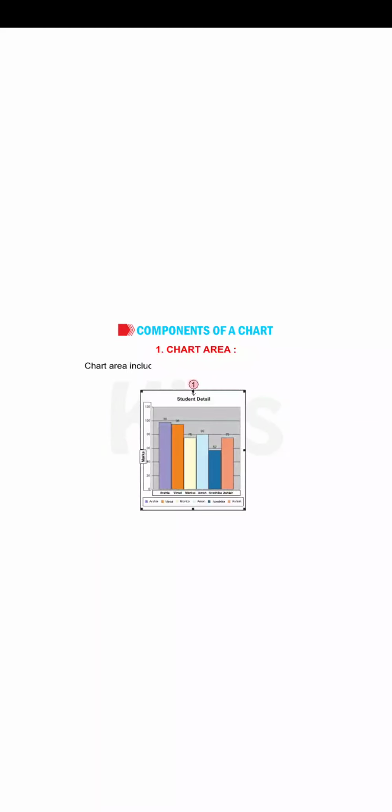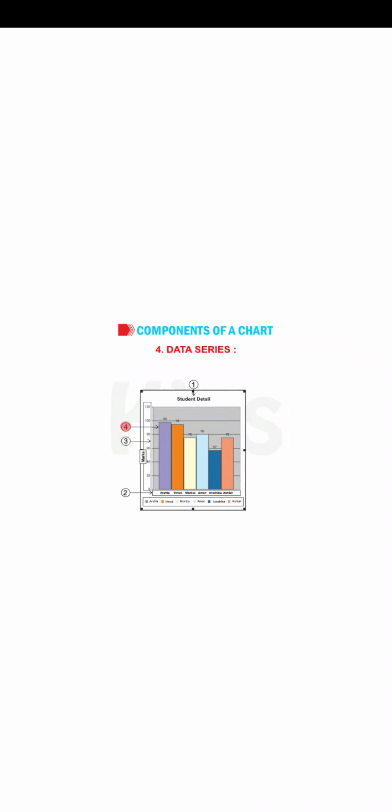Number 1. Chart area. Chart area includes all the area and objects in the chart. Number 2. Category axis. Category axis or x-axis is the horizontal axis of a chart. Number 3. Value axis. Value axis or y-axis is the vertical axis used to plot the values. It is located at the left side.